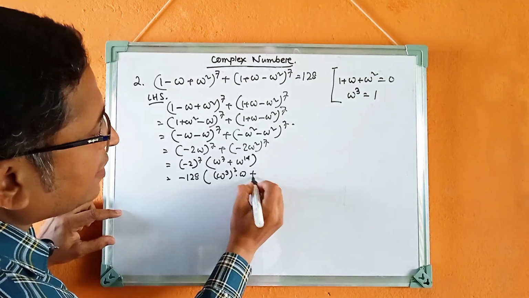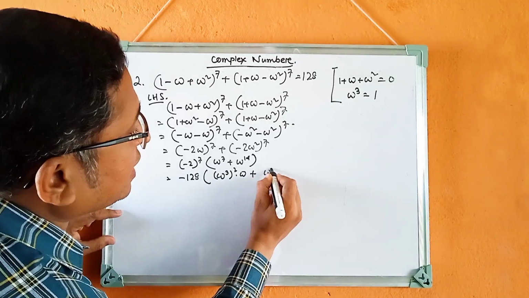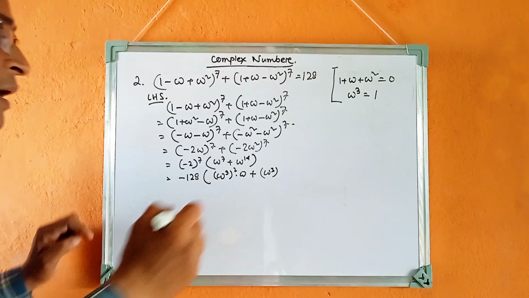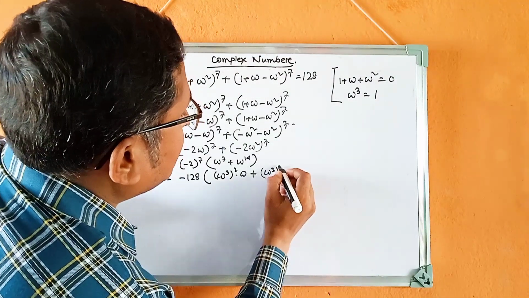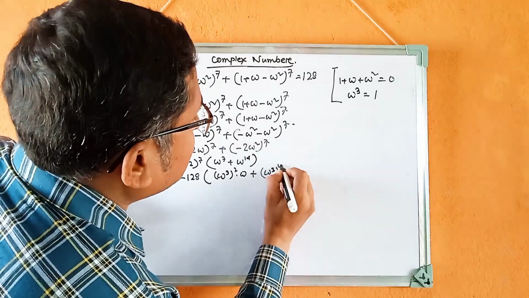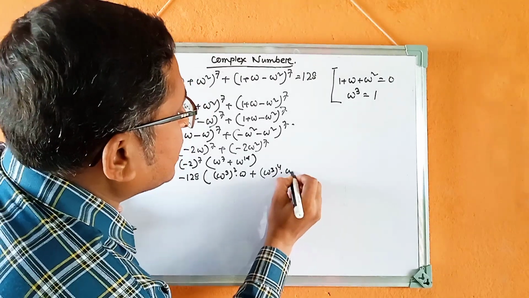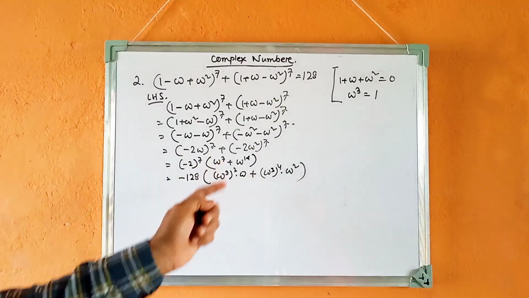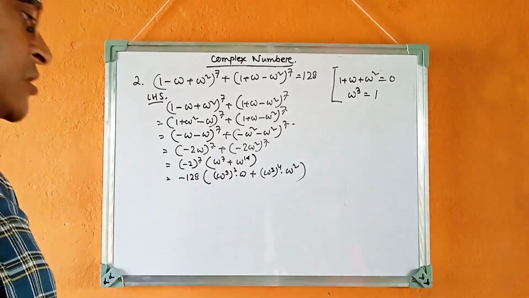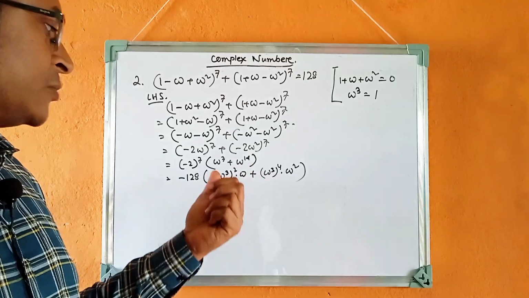into omega, plus omega to the power 4, that means omega cube whole to the power 4, that is omega to the power 12, into omega square. See, omega cube equal to 1. That is why we simplify omega to the power 7 equal to omega cube whole square, that is omega to the power 6 into omega.